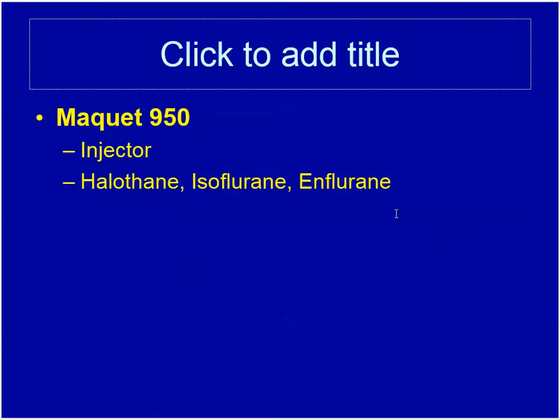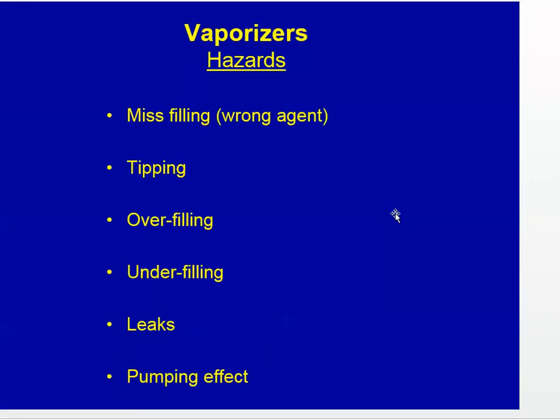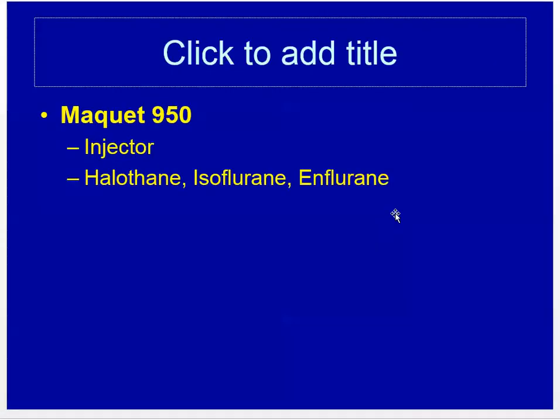The last one is the Maquet 950, which is simply a fuel injector type of device. And what it does is squirt the appropriate amount of vapor into the fresh gas flow to produce the desired concentration. This is a non-rebreathing system and was commonly used in the past with our cheaper anesthetics, but of course is impractical with the expensive agents that we use right now.